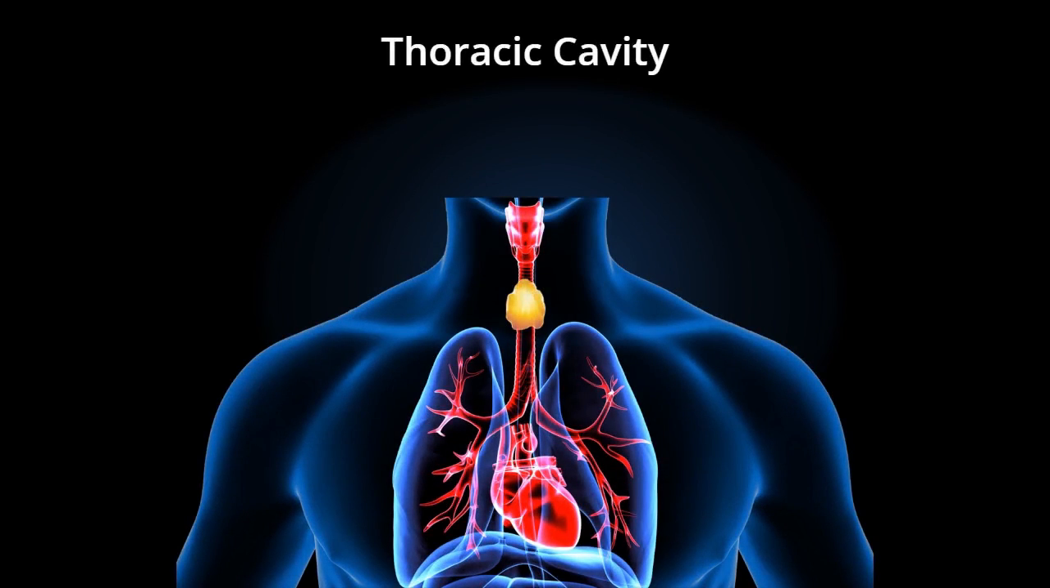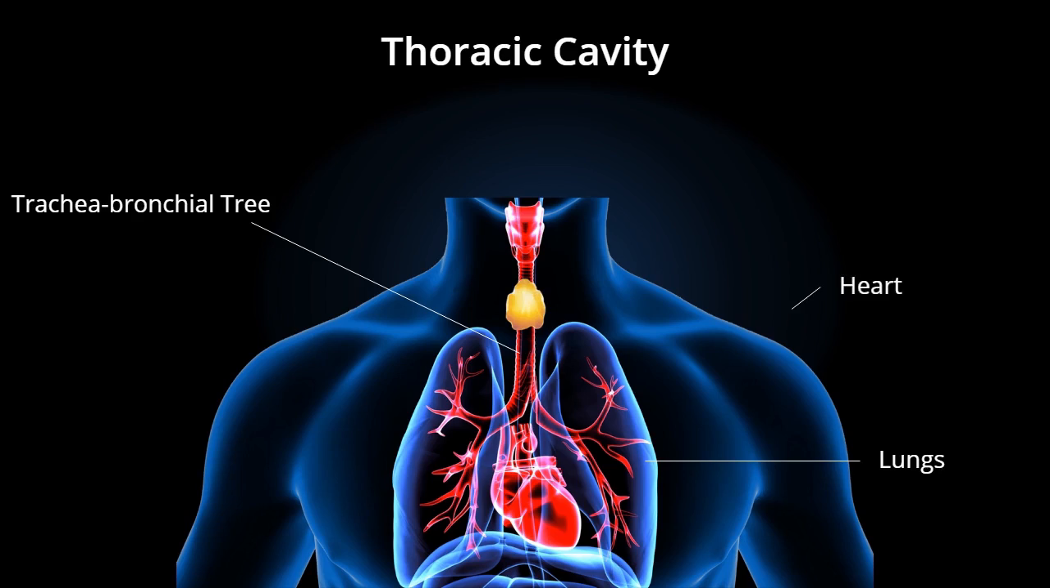The next cavity is the thoracic cavity. It is the second largest body cavity and contains the lungs, tracheobronchial tree, heart, and all major veins and arteries attached to it, the thymus, a tiny organ which produces T cells to fight infection, and the esophagus, which channels the food from the throat to the stomach.